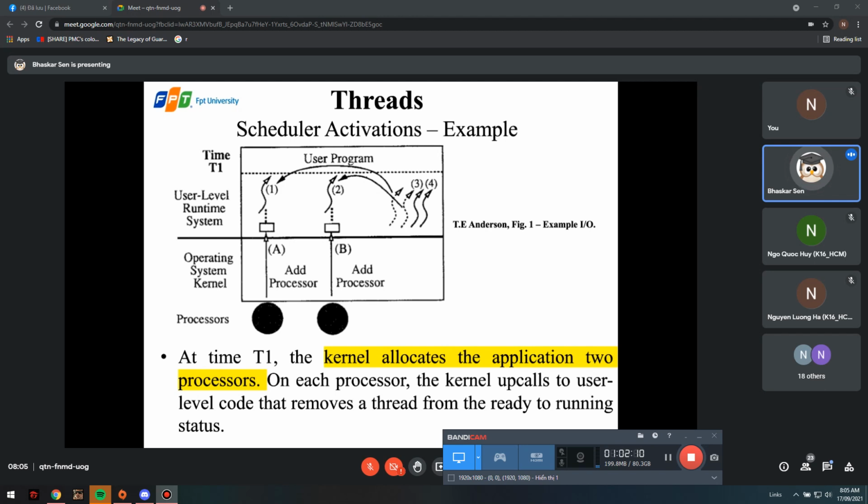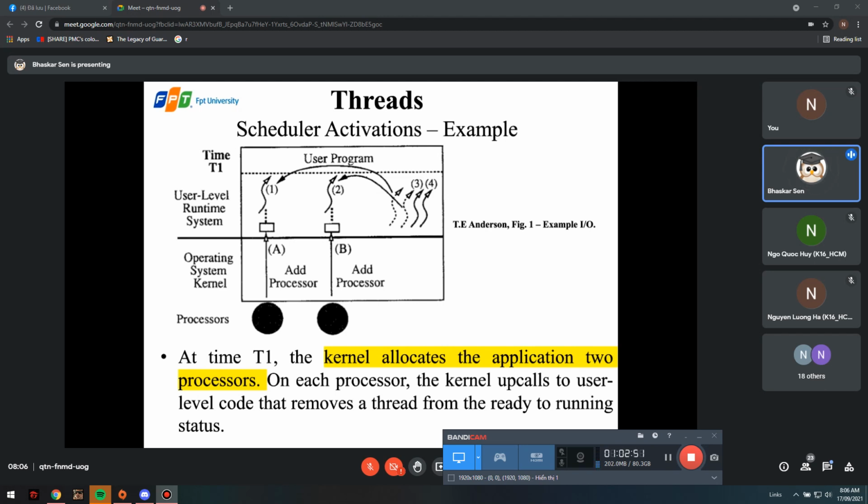At T1, kernel allocates the application to processors. On each processor, the kernel will upcall. And if you go through all the slides, you will just see upcall, upcall, upcall. So the key takeaway from this part is these three words: upcall, kernel thread, pop-up thread. So we already know kernel thread, we know system call, and now please remember upcall.